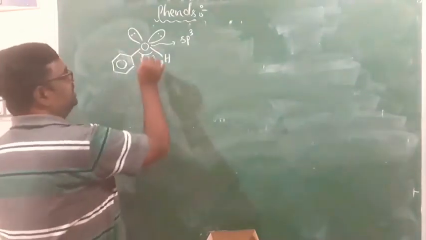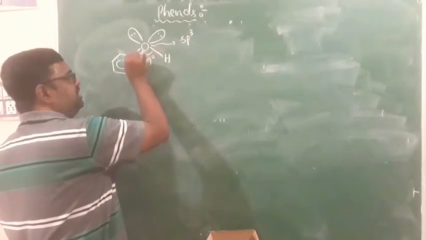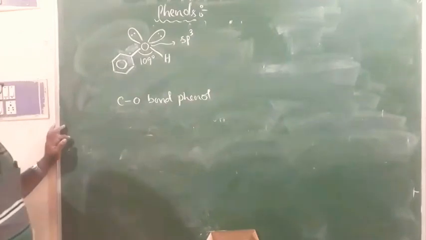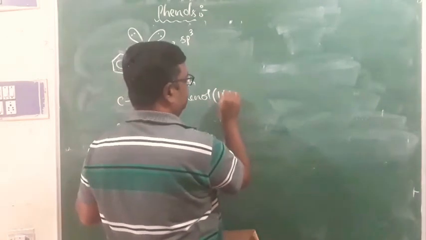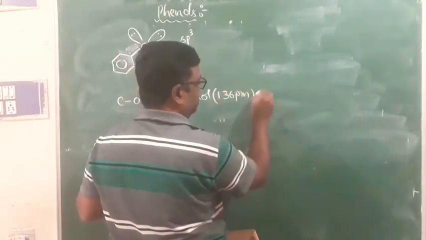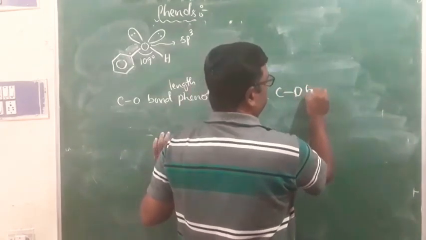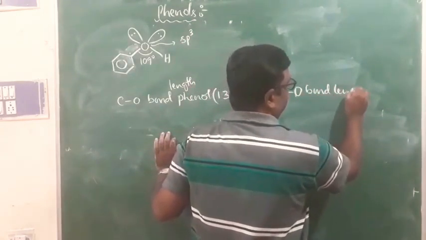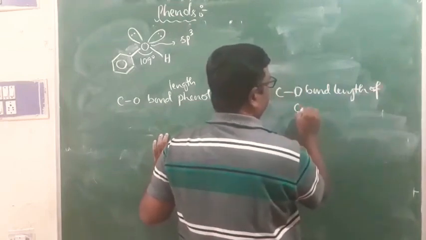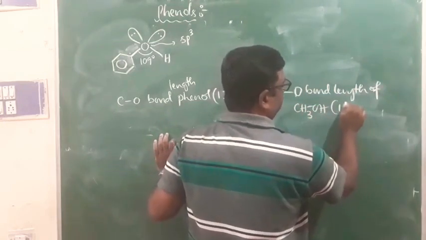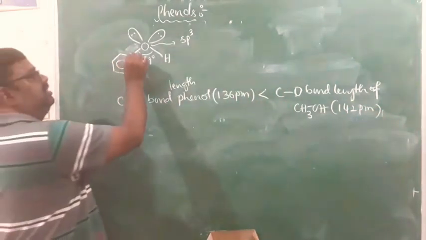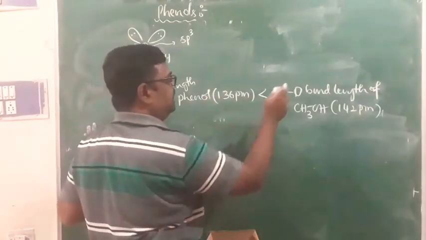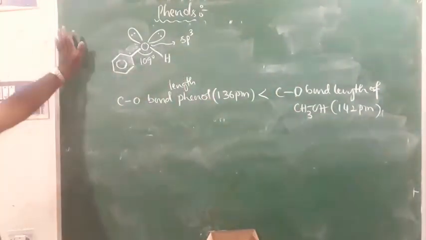One more interesting observation here is, in the case of phenol, look at this. This is the CO bond. The CO bond length of phenol is around 136 pm. It will be shorter than the CO bond length of alcohol. The CO bond length of methanol, that is CH3OH, will be around 142 pm. This is the interesting observation.